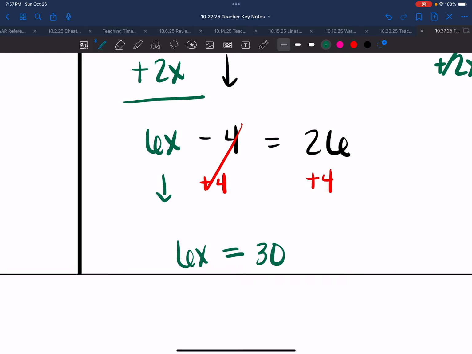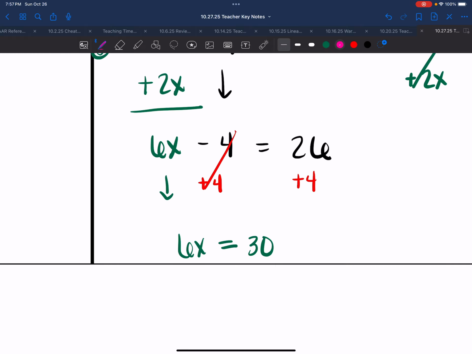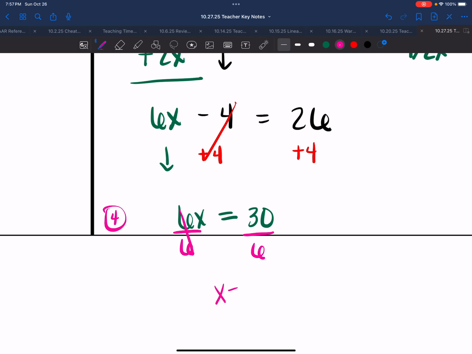And then the last step, which is step 4, is just to solve. A number in front of a letter means to multiply. The inverse of multiplication is division. So you're going to divide by the number. And then you have x equals, and 30 divided by 6 is going to be 5. And then that's your final answer.